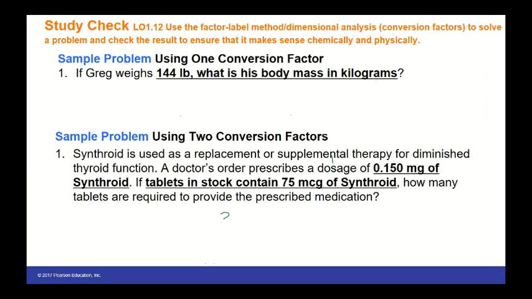How about you try these problems on your own? Remember, you have to first figure out what is given and what you need to know, and then determine what your conversion factor might be. Go ahead and think about what is given and what you need to know for number 1. If Greg weighs 144 pounds, what is his body mass in kilograms?